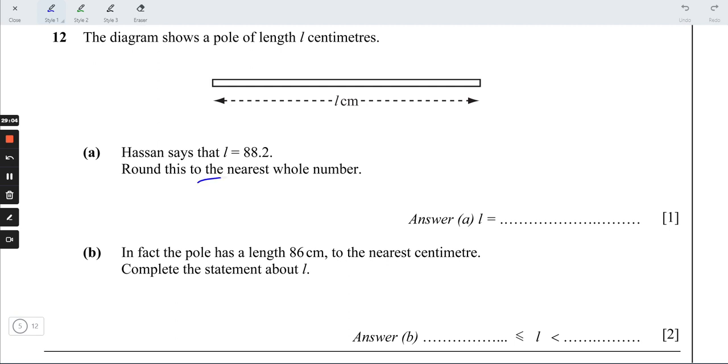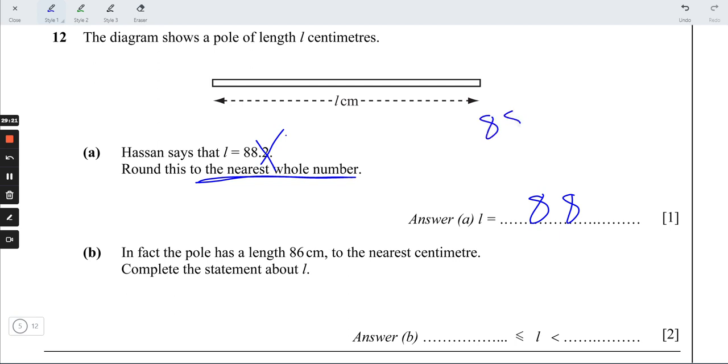Rounding this to the nearest whole number, that means I should delete the decimal part. With the decimal part we have 2, which is less than 5. So we cannot add 1 to the whole number, which is 88. So the answer is 88.